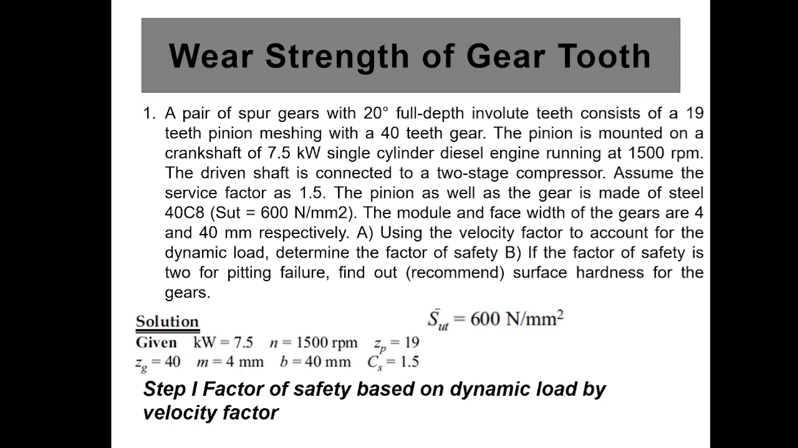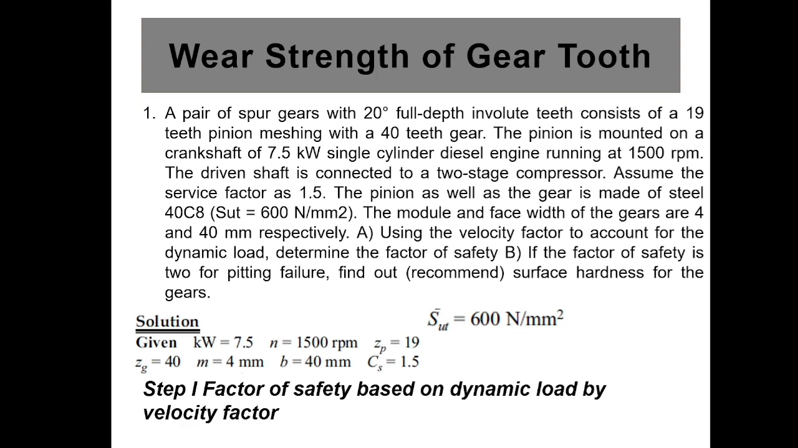In the previous example we found the rated power. Now in this numerical, we directly find the factor of safety. And second, the factor of safety is 2 for the pitting failure, and we find the recommended surface hardness for the gear. So the factor of safety 2 is given for the wear strength, and we can find the Brinell hardness number, the surface hardness, that is BHN.